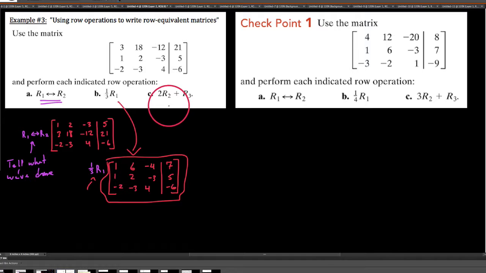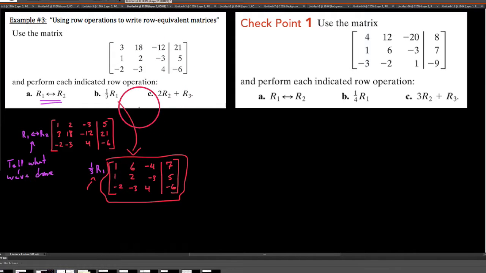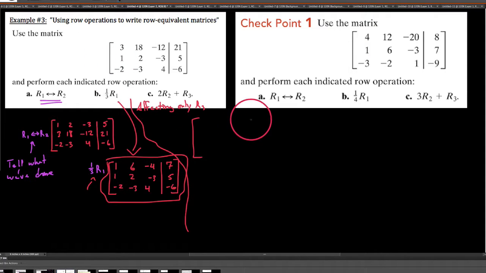Now for our last one here, 2 times row 2 plus row 3. This is the third of our possible operations, and what we're doing is affecting only row 3. This is weird the first time I show this to anybody, but basically we're going to write our matrix here, and really what we're doing is affecting row 3, because it's the one that we're adding onto. So on the outside, we're going to write 2 times row 2 plus row 3 next to row 3, because it is the row that we are affecting.